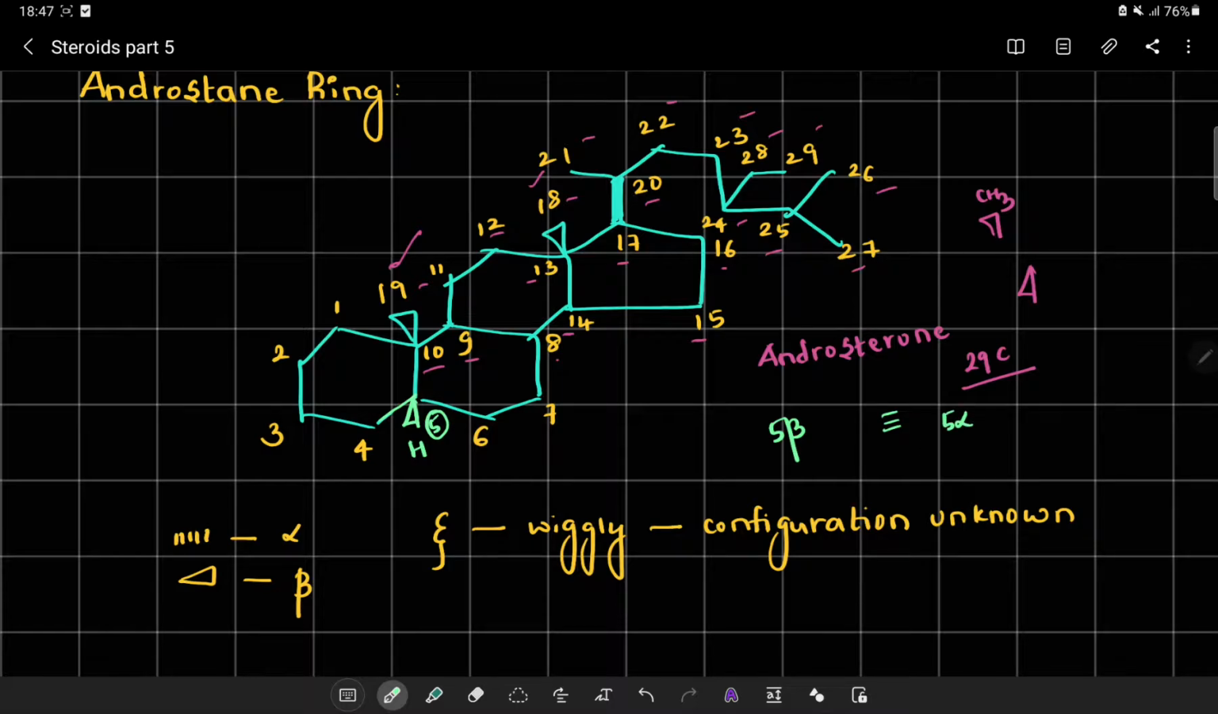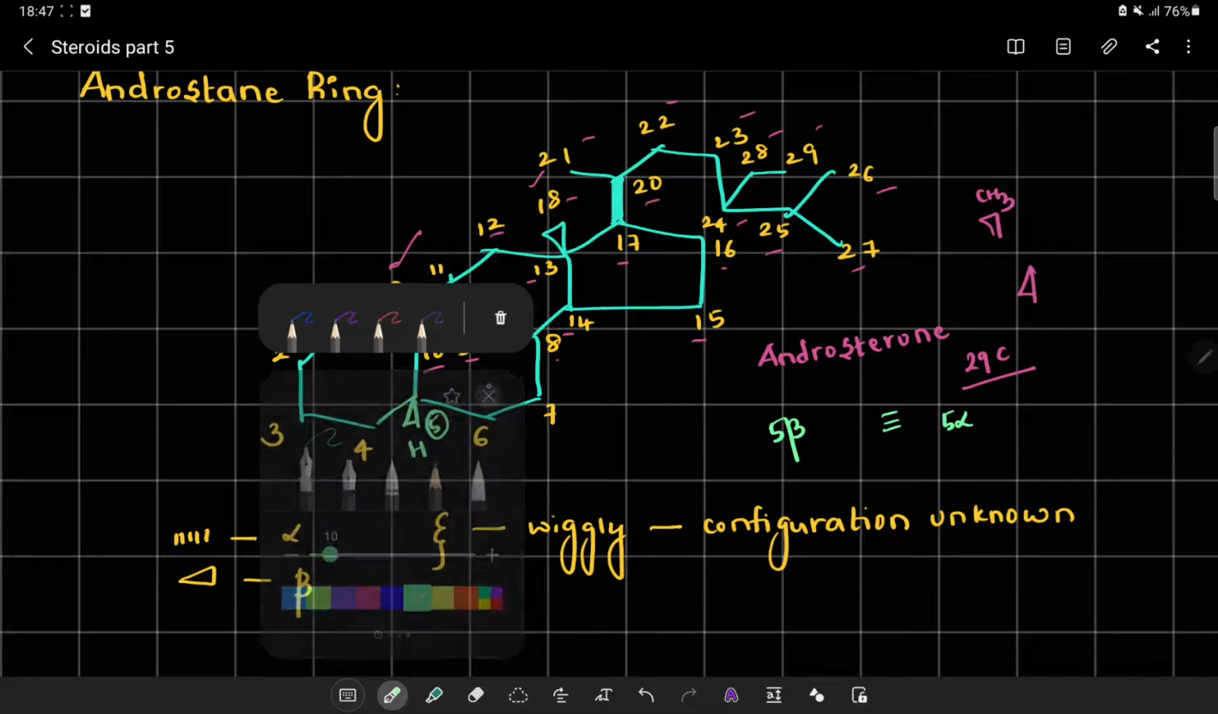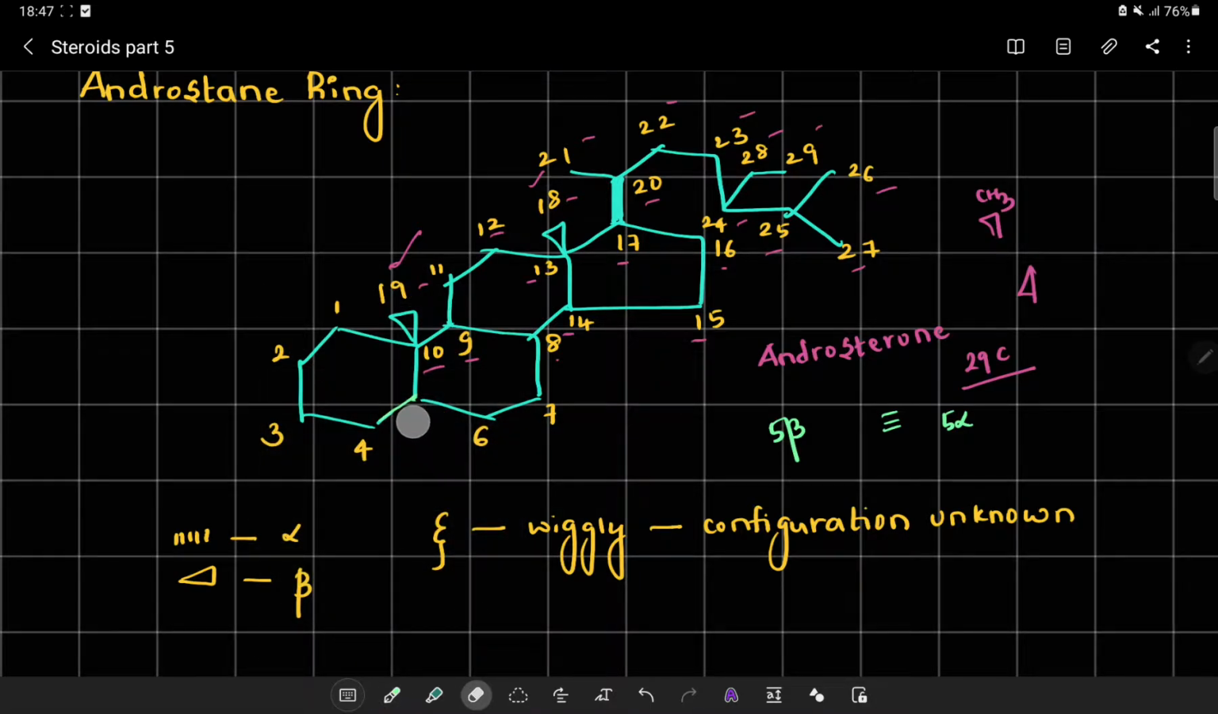Now, if alpha and beta designations are applied to the hydrogen at position number 5, what can we say? If the AB ring junction is trans, then it becomes the 5-alpha series. If the proton present here at position number 5 goes below the plane, then the ring junction of A and B is said to be the 5-alpha series. If the proton at the 5th position is above the plane, then it will be the 5-beta series.